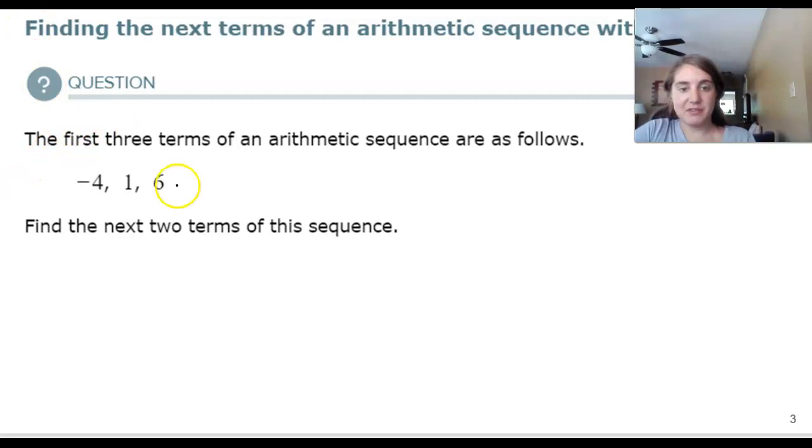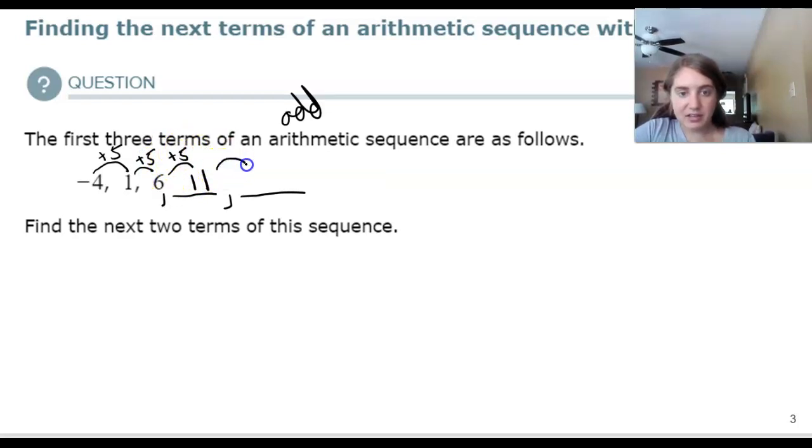Now it's asking me to find the next two terms here. Arithmetic means to add. So I'm adding 5, so I'm going to add 5 again to get 11, add 5 again to get 15.